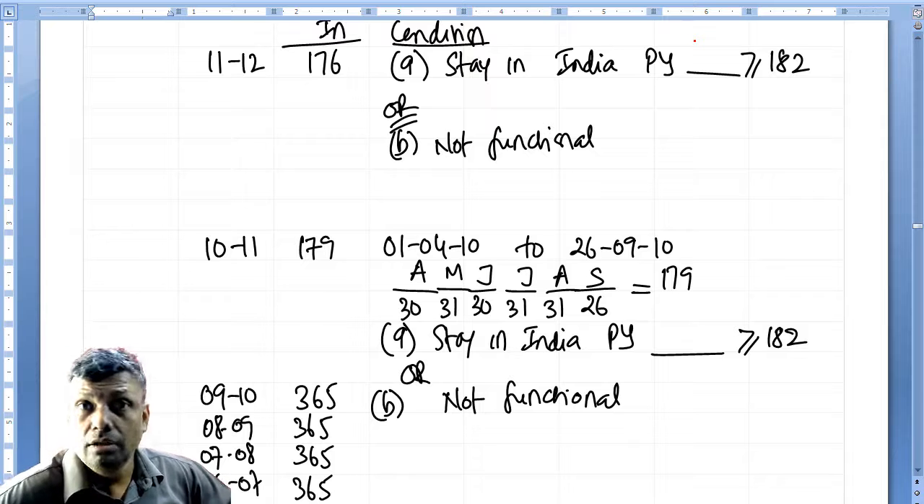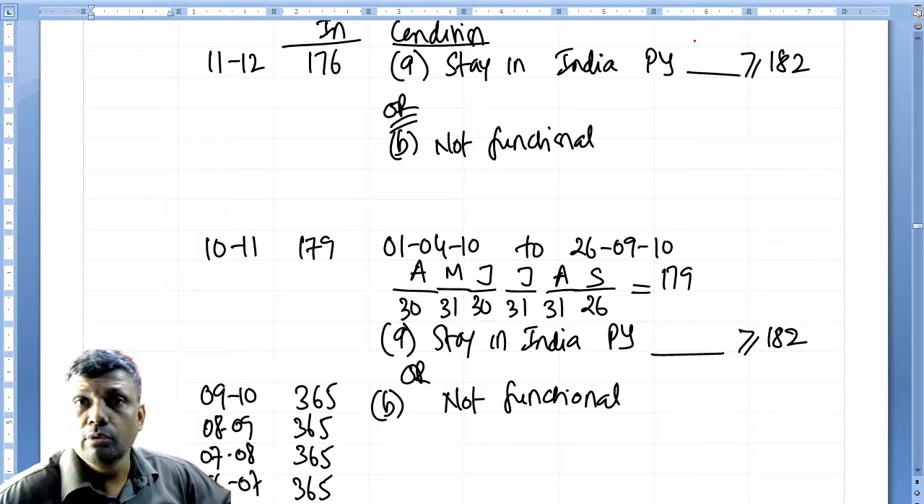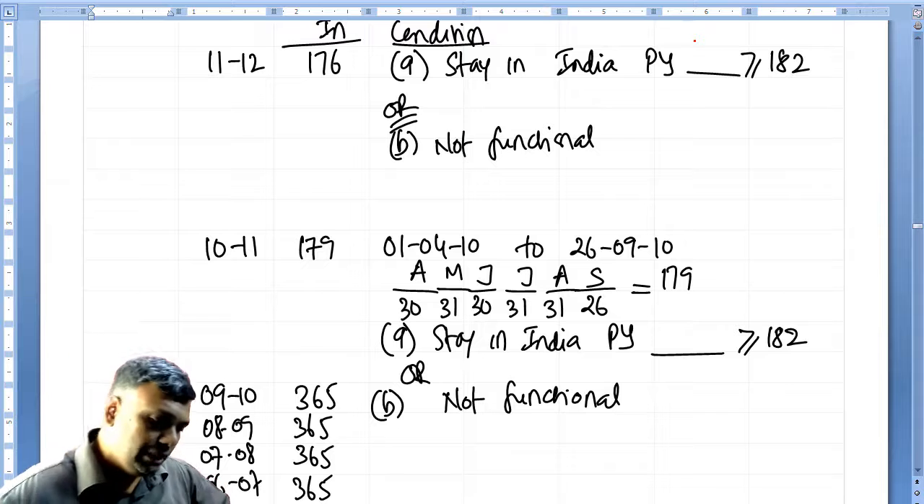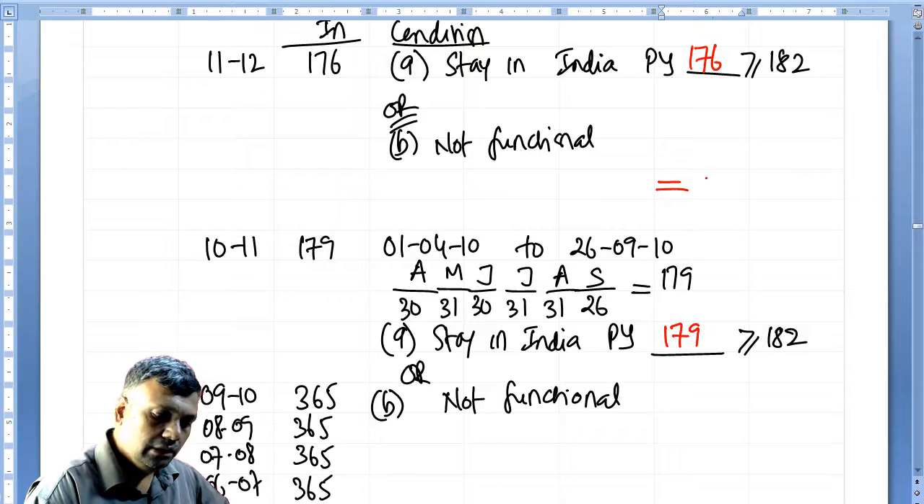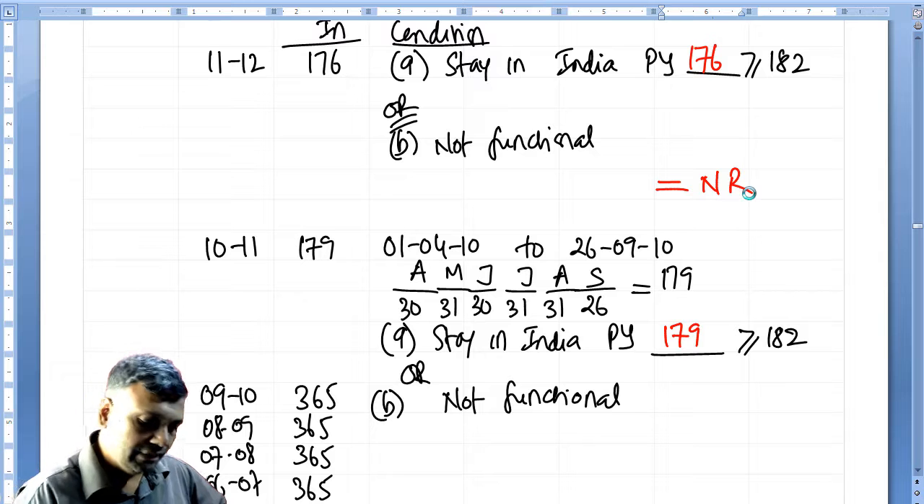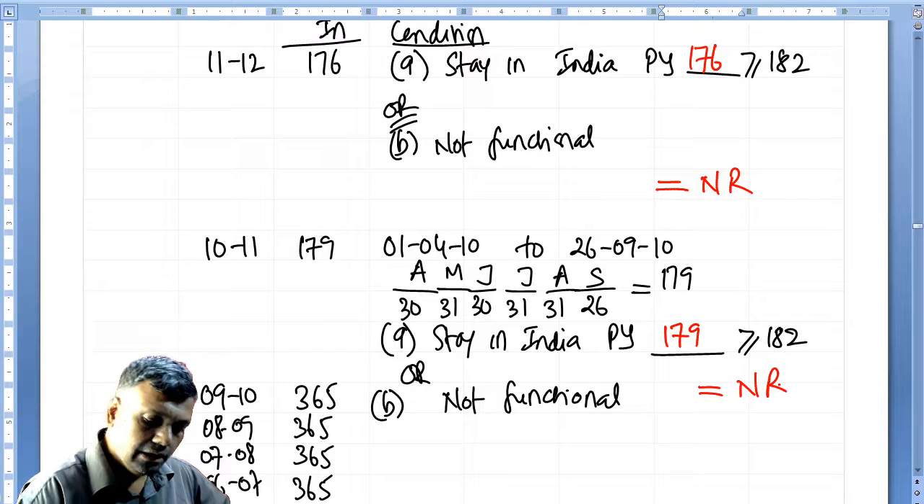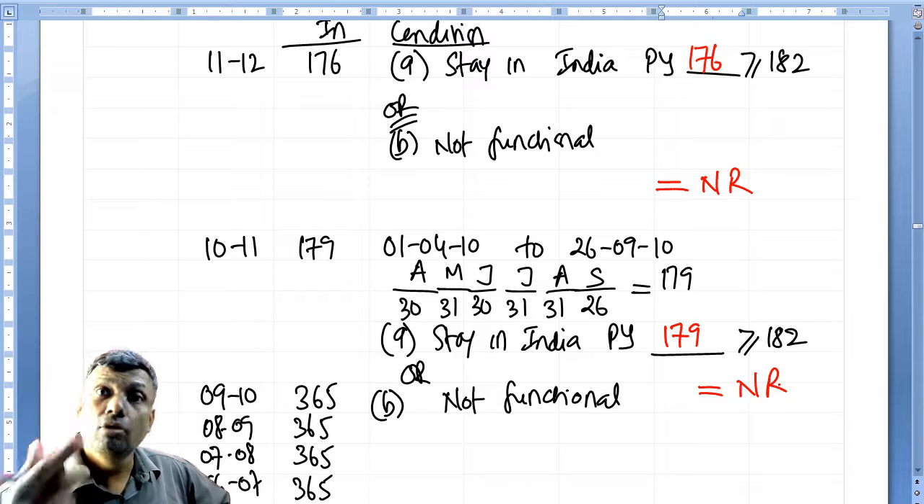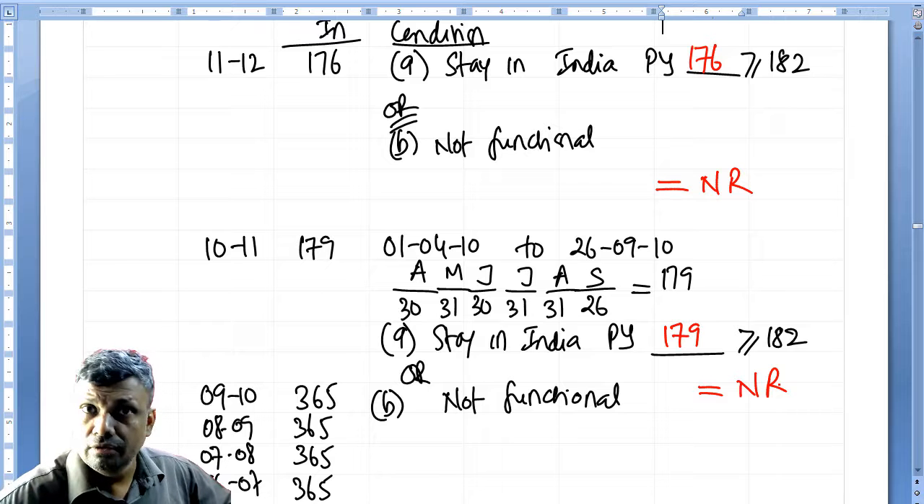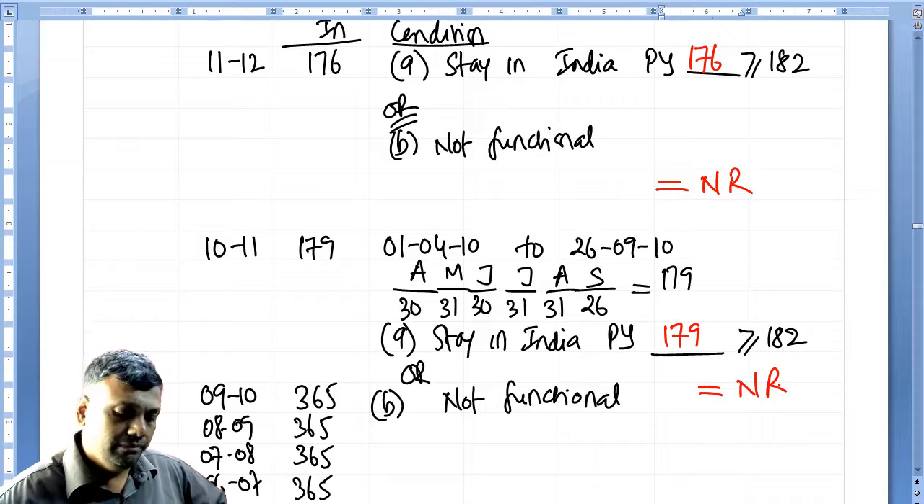Now you have to, friends, compare your actual number of days of stay with respect to this 182 days. And I will write one small theory note also on why this is not functional, so that I don't miss out anything in the examination condition. So this is 176 days and this is 179 days. So here non-resident because he is not satisfying the condition. Here also non-resident because he is not satisfying condition A in the given case, and B is not functional because he was a person of Indian origin and he went to Nigeria for the purpose of employment. For them, condition B is not applicable.